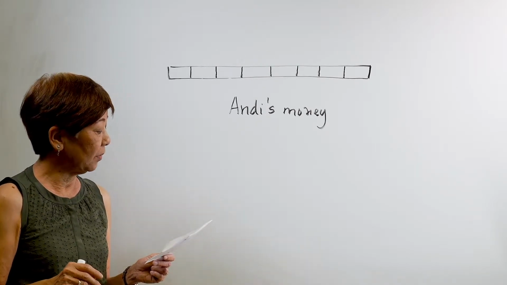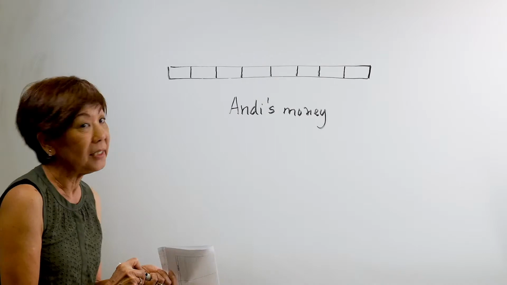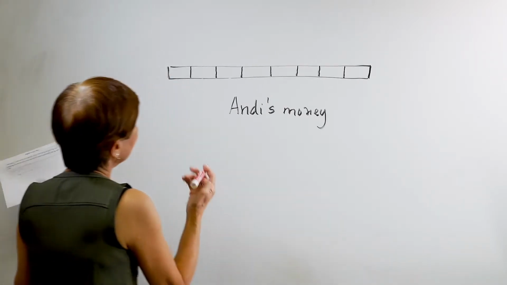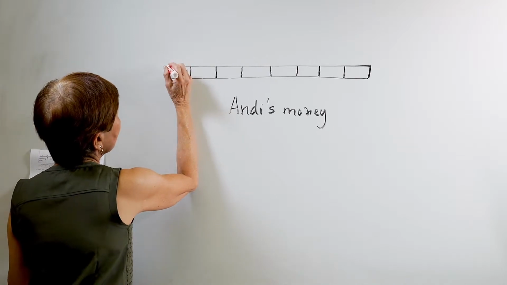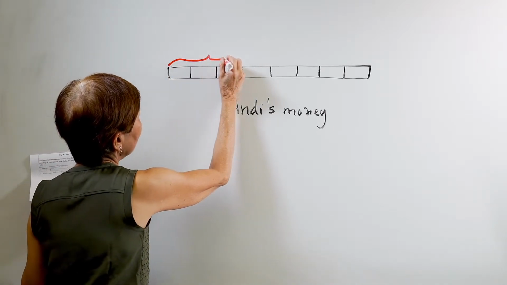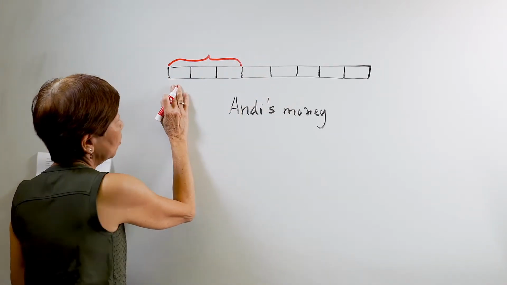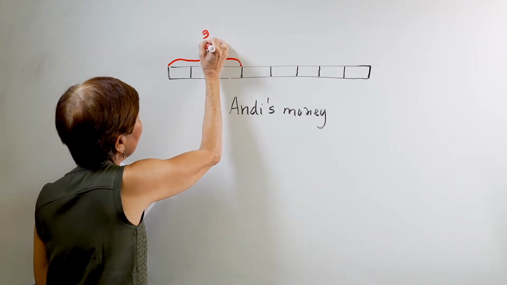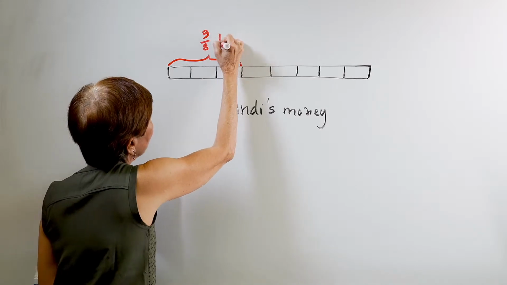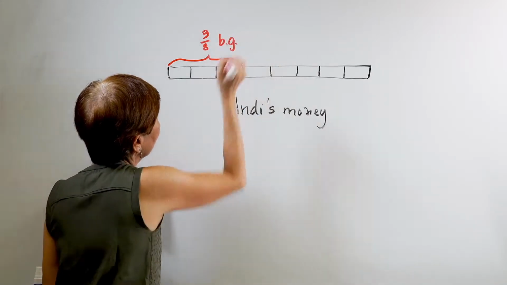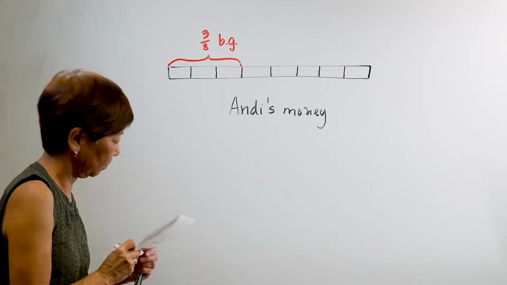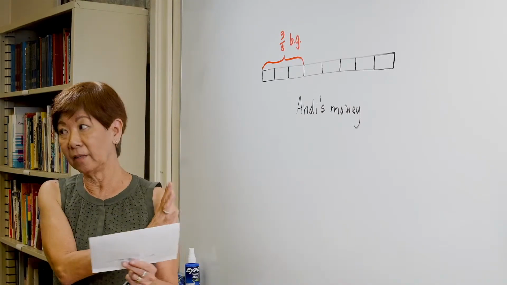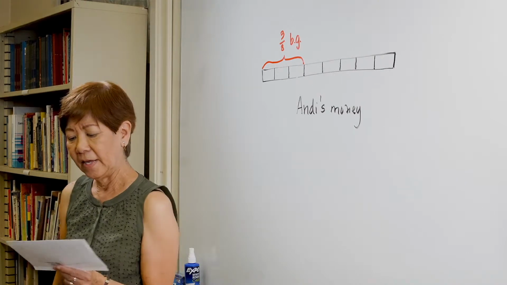So we know that she spent 3/8 of her money on a baseball glove. So I'm going to start at the end so that it might be easier to keep track. Here's 1/8, 2/8, and 3/8. So this is 3/8 of her money. That's going to go toward the baseball glove. So that's what she spent on the baseball glove.